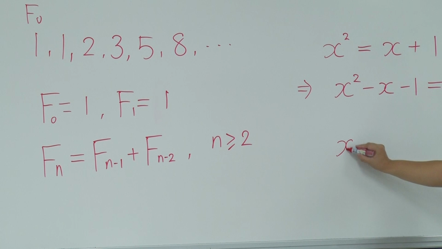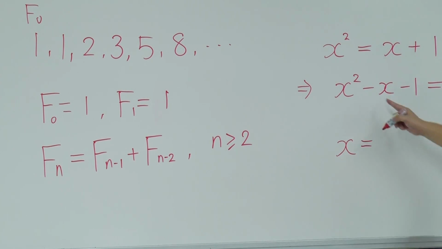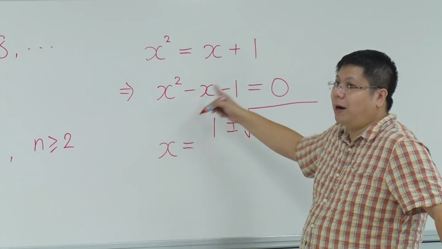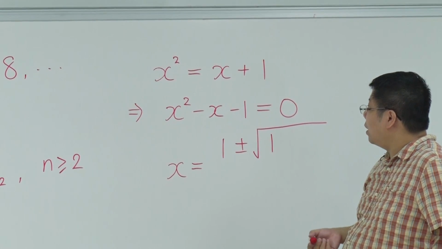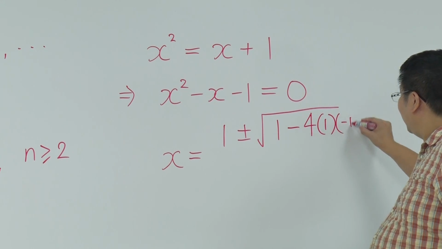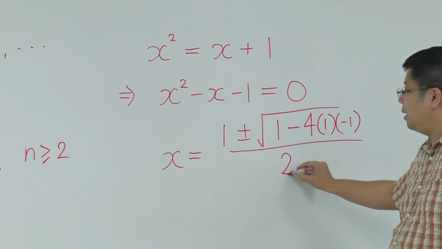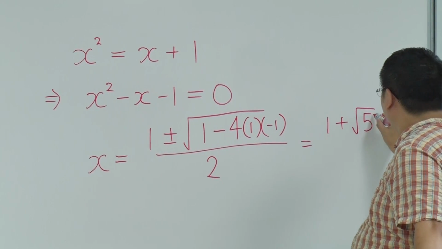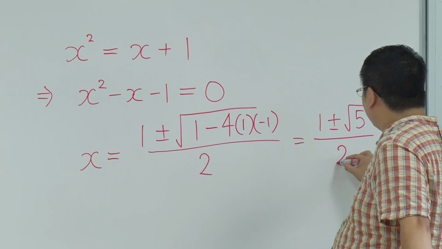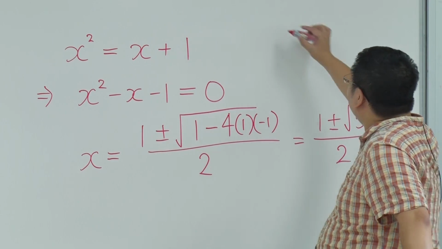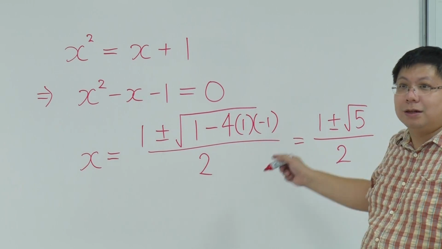So what is the solution for x? This is equal to minus b plus or minus the square root of b squared minus 4ac, divided by 2a. Is that okay? So this is equal to 1 plus or minus square root 5, divided by 2. Is that okay? So usually, this is the golden ratio, right?